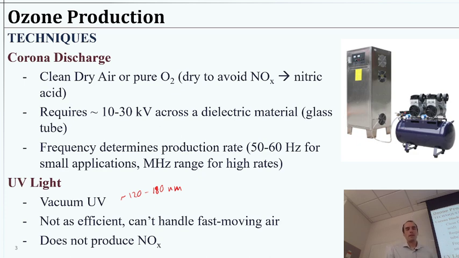Okay, so the UV method is not quite as efficient, and as you can imagine, if ozone's also absorbing the UV, you're having production and consumption at the same time. But this one does not produce NOxes, so that's some benefit.